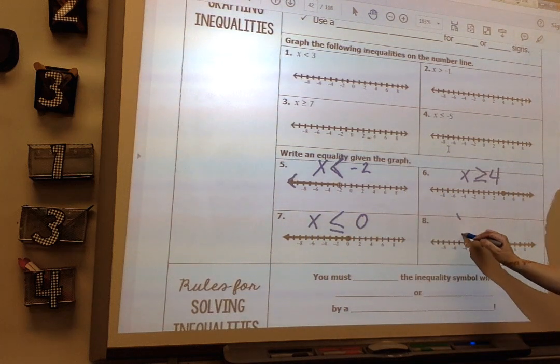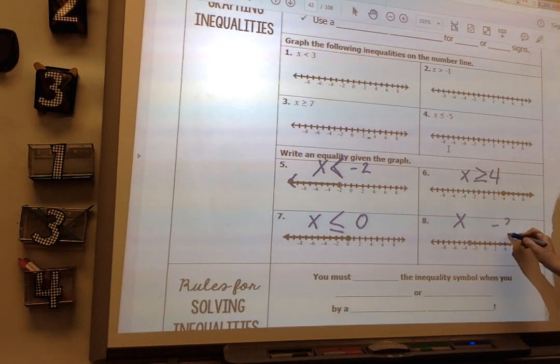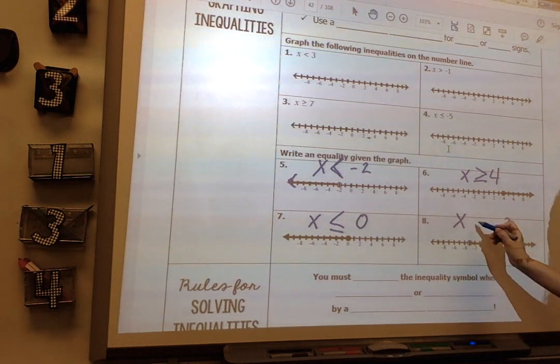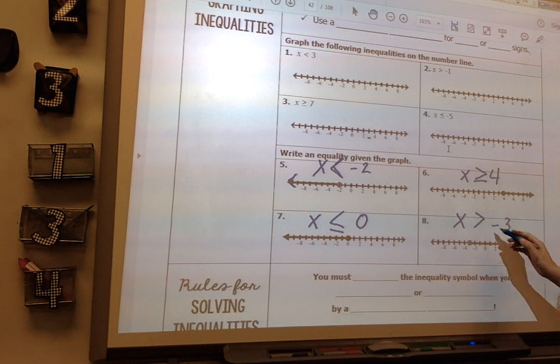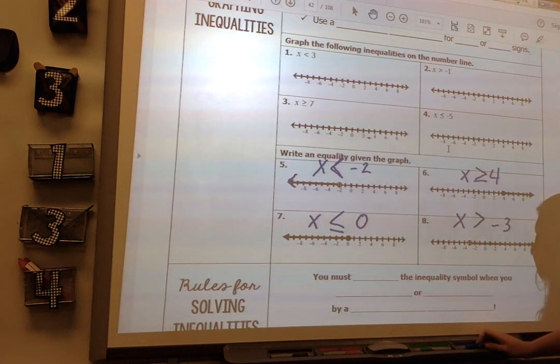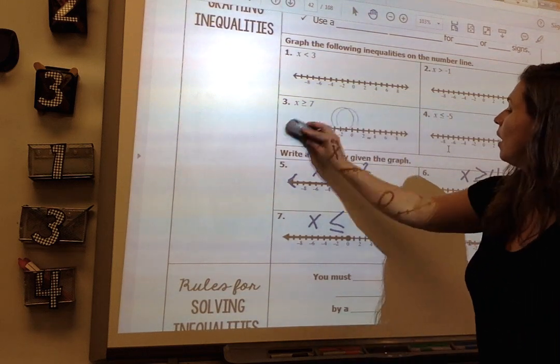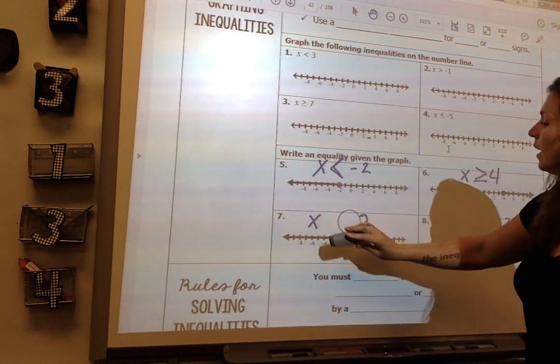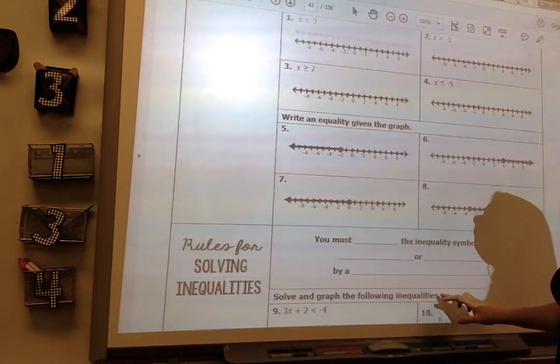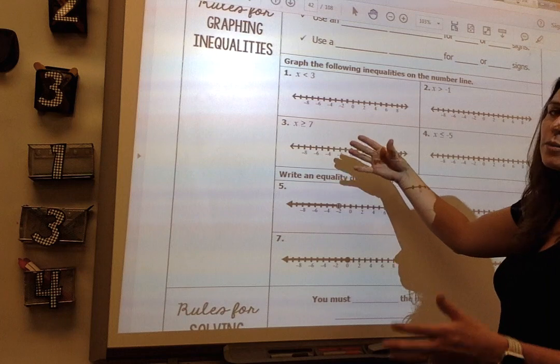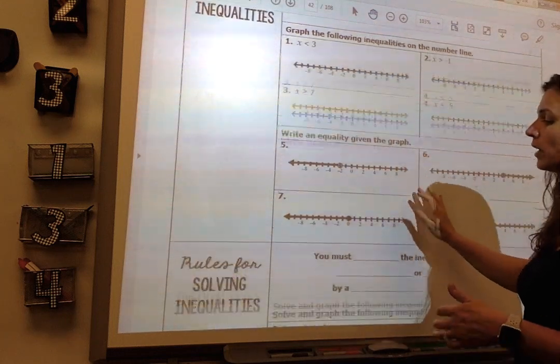And number 8, my variable x, my target number is negative 3. It's open circle, so x is greater than negative 3, and notice my arrows are matching the direction of my line. All right, now, here are when we solve for inequalities. So this is just graphing from an inequality to a graph and from a graph to an inequality.